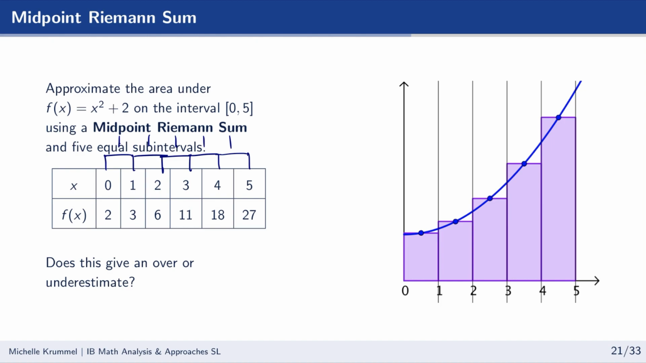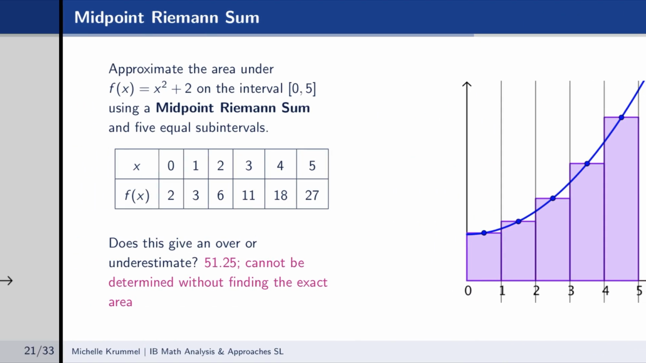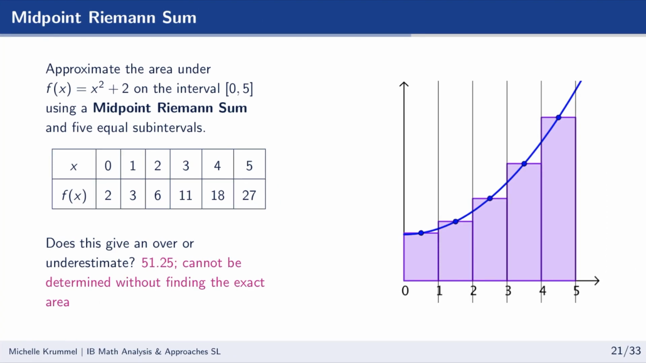We would have to calculate f of 0.5, or f of 1/2. So f of 1/2 equals 1/2 squared plus 2. And we would have to go through and do that at 1.5, 2.5, 3.5, 4.5. Then we're going to multiply each of those heights by the width, which is 1, add them all together, and we're going to get 51.25.